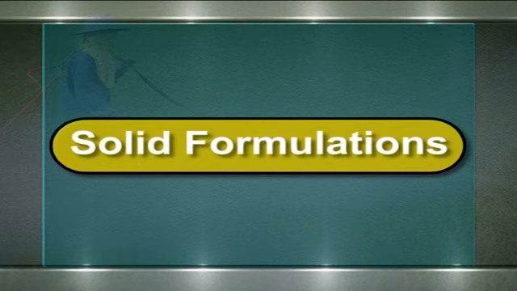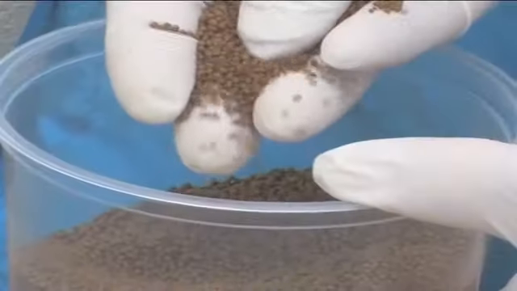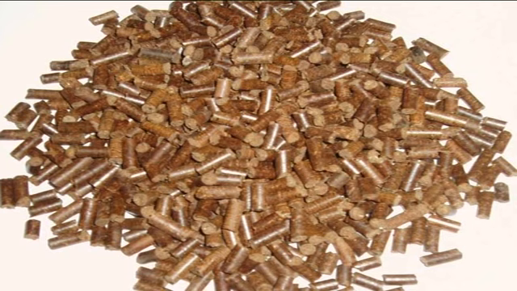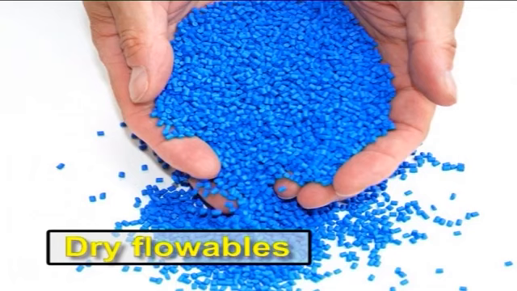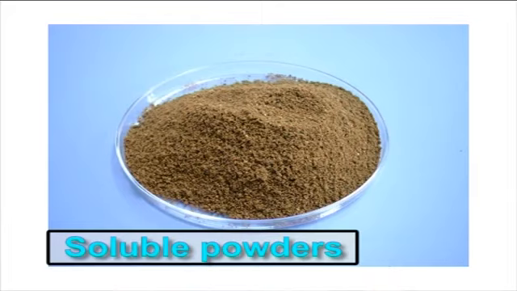Next is solid formulations. Solid formulations can be divided into two types. They are ready to use, and concentrates, which must be mixed with water to be applied as a spray. The properties of 6 solid formulations are described in this episode. Dust, granules and pellets are ready to use, and the other 3, intended to be mixed with water, are wettable powders, dry flowables and soluble powders.